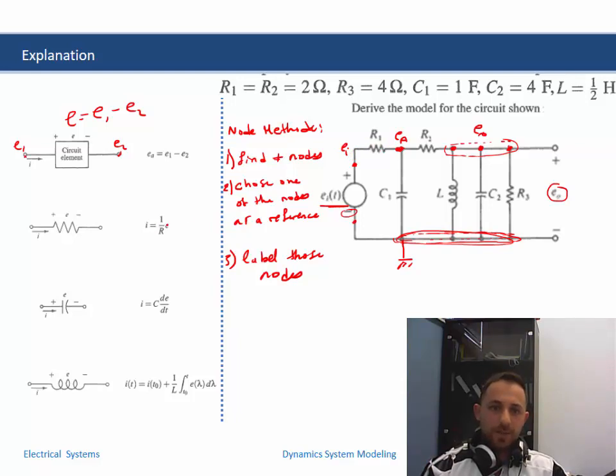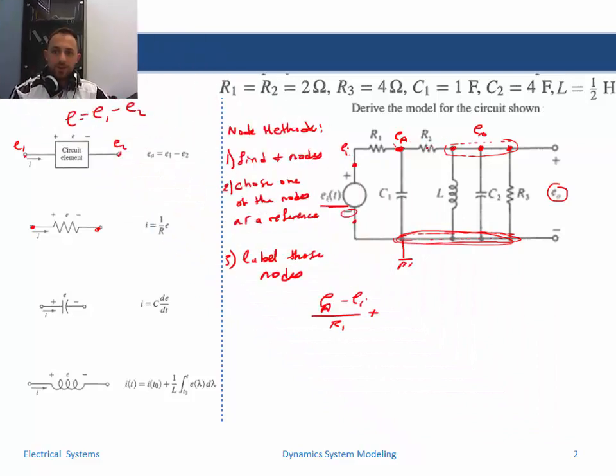Because the current across the resistor is given by E over R, and E is the voltage across the resistor, which is the difference of the voltages across its terminals. So for this resistor we have EA minus EI over R1, plus EA minus 0 over R2, plus, so you covered this.